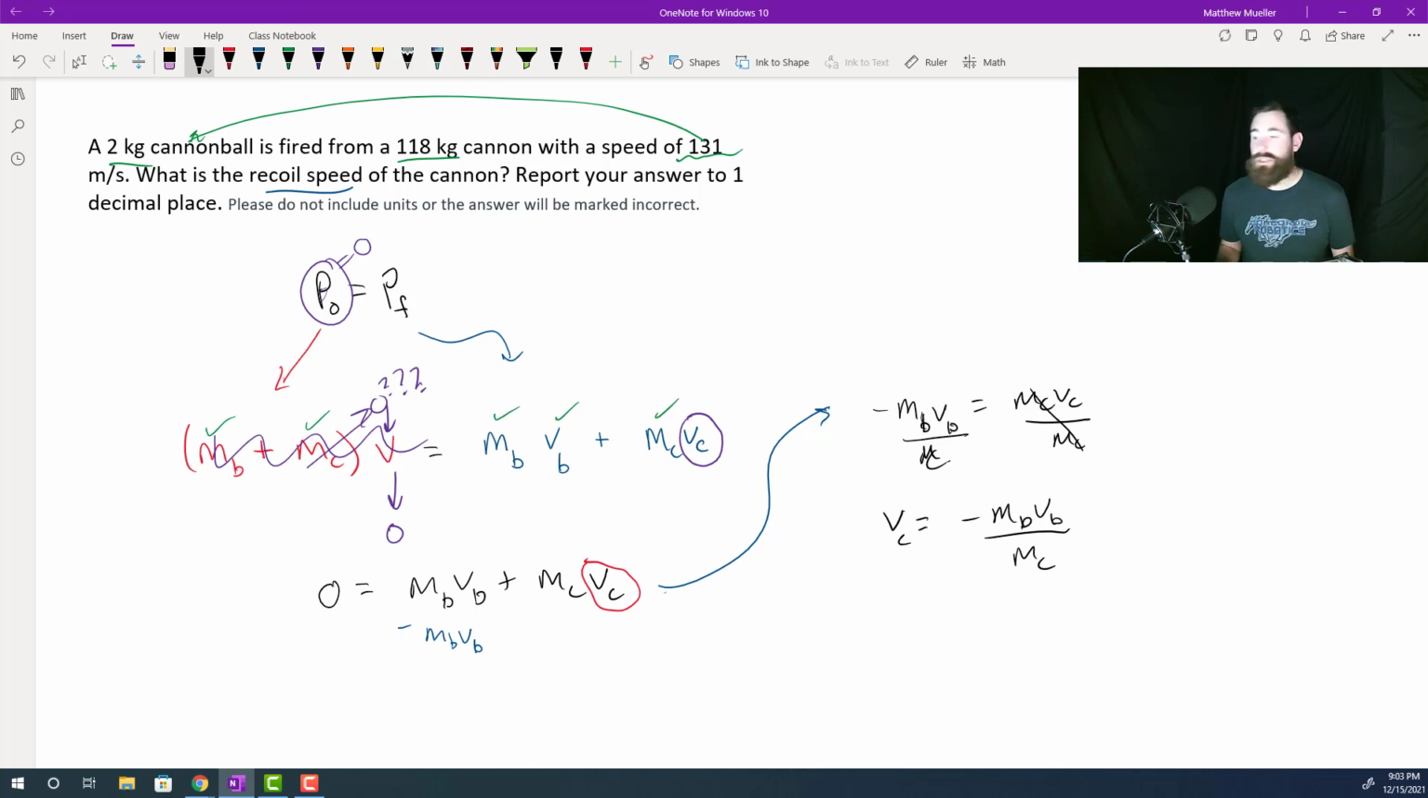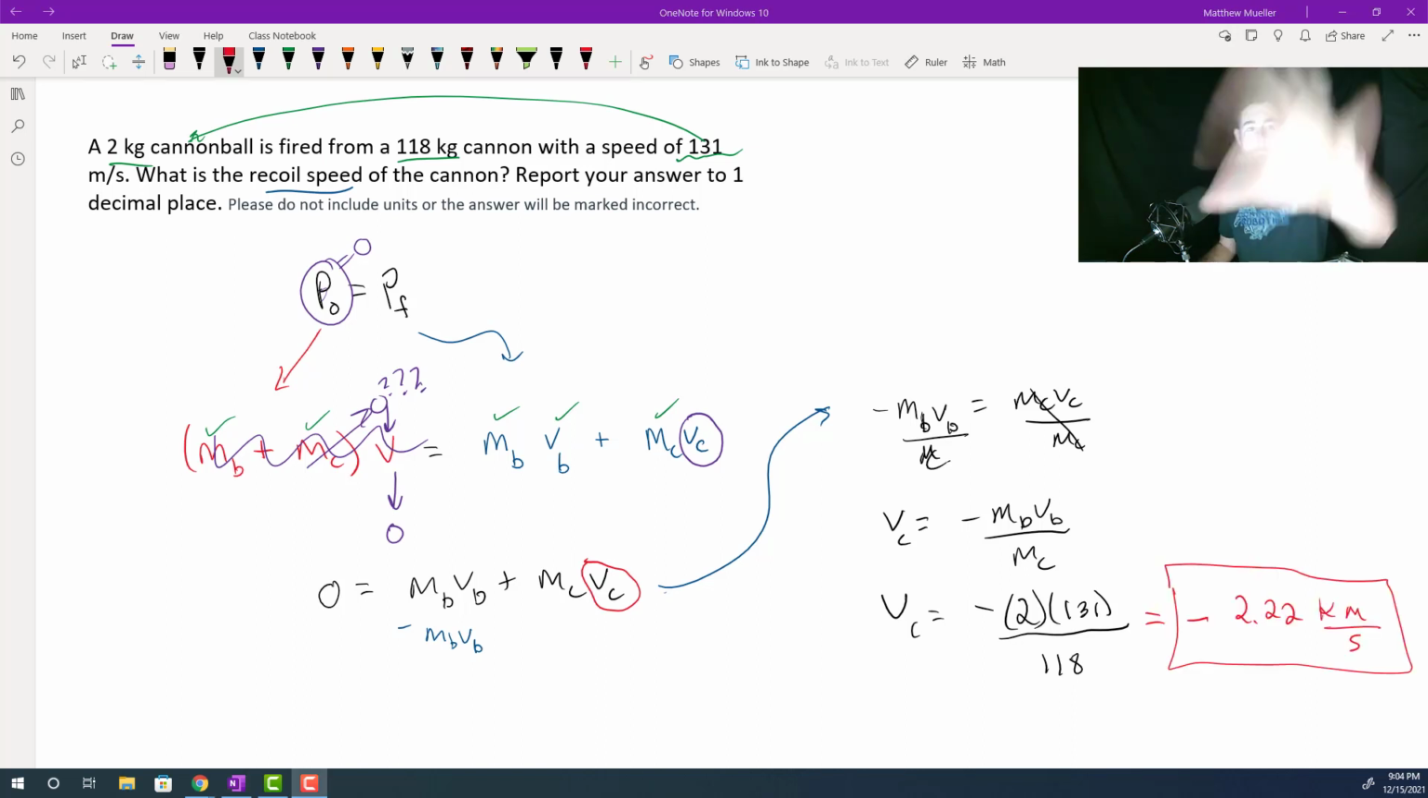So now we just need to punch in our numbers and go. We're going to get a negative mass of the cannonball, 2 kilograms, multiplied by the speed, 131, divided by that mass of 118. There we go. Punch it into your calculators. Here we go. In 3, 2, 1. Boom, there it is. Negative 2.2 kilogram meters per second.